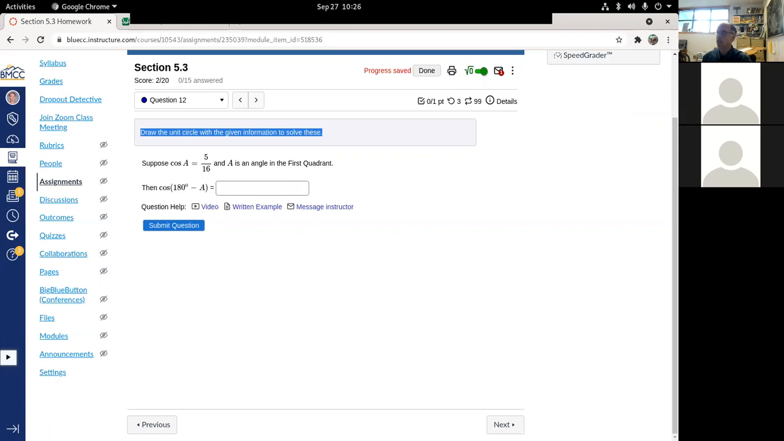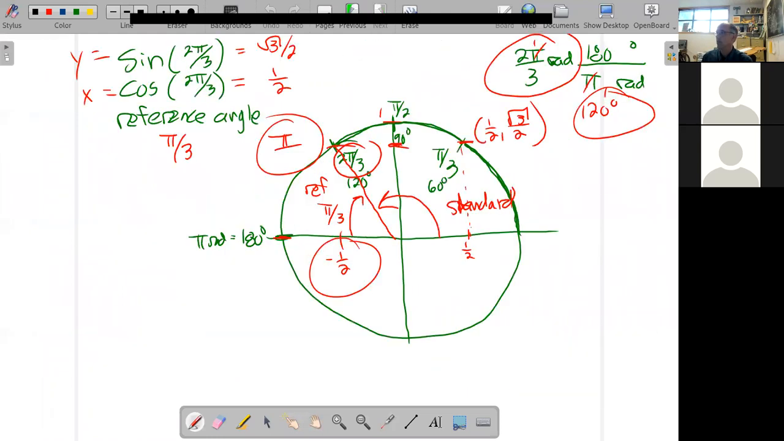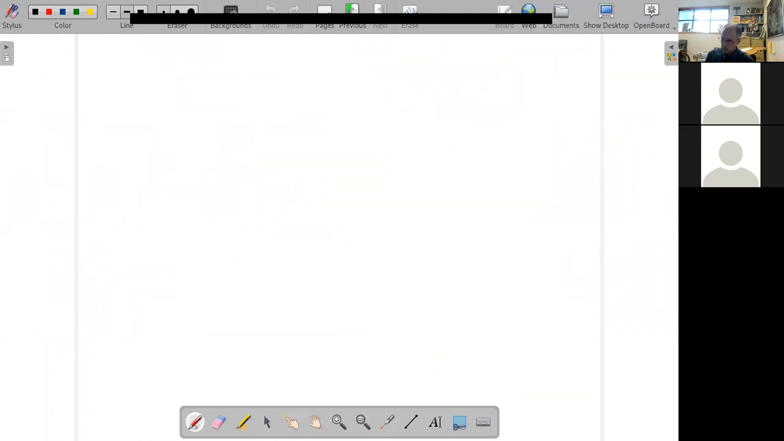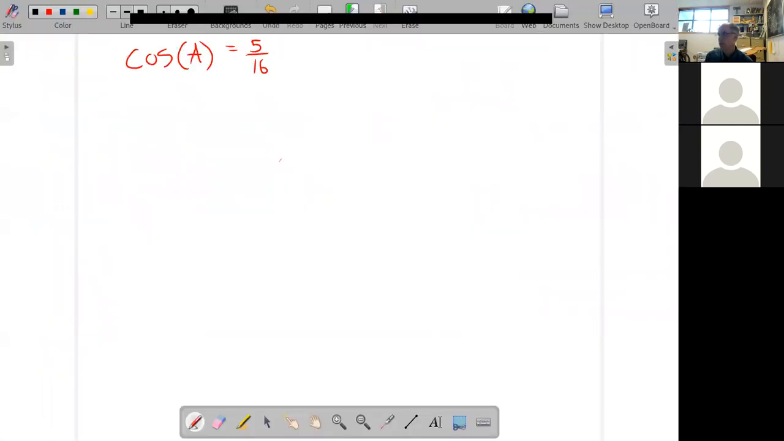Interesting. How do we do that? Let's try it. All right, so 5/16, 180 minus A. New picture time. So what do we know? We know the cosine of some angle A is equal to 5/16, and we know it's in the first quadrant. So let's draw that given information.